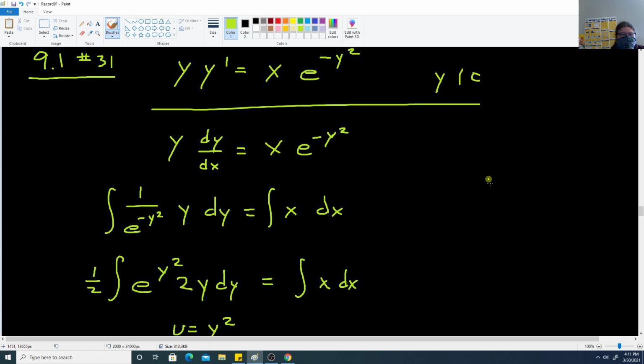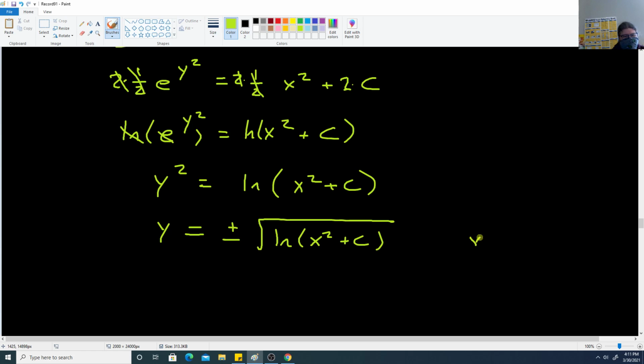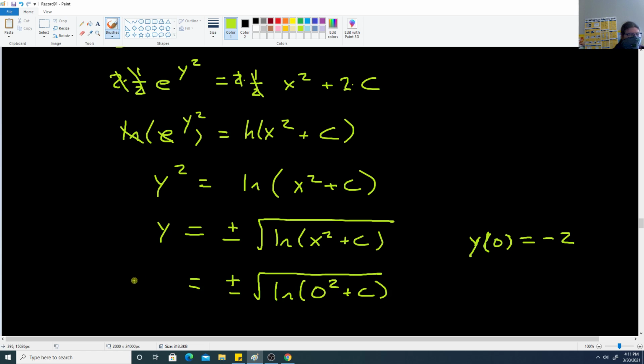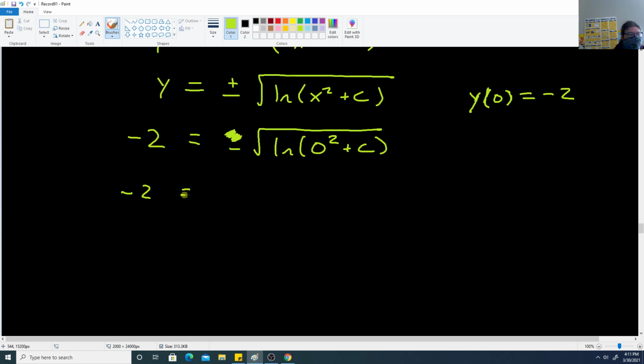And now we're told y of 0 is supposed to be -2. So what I'm going to do is substitute 0 in for my x. That's supposed to equal -2. At this point, since it's supposed to equal -2, we can see we're going with the negative value from the plus or minus because -2 can't equal a positive number. We get -2 is equal to negative square root of natural log of 0 squared plus c, which is just c.